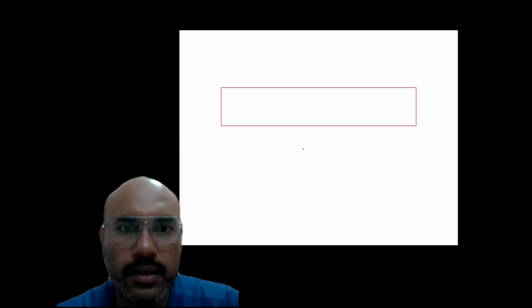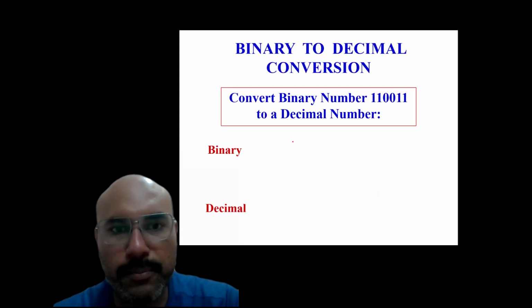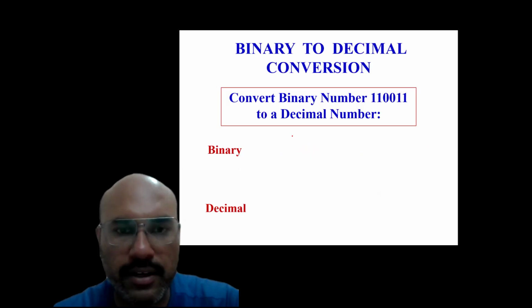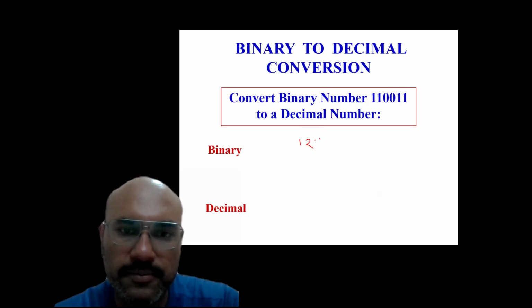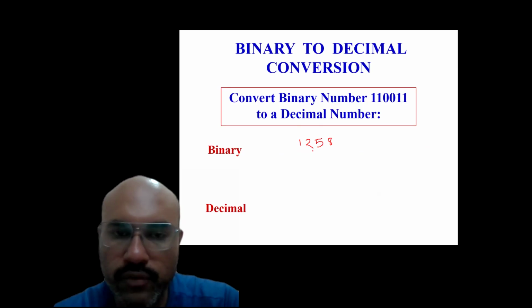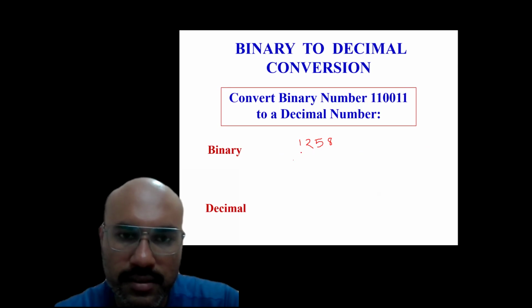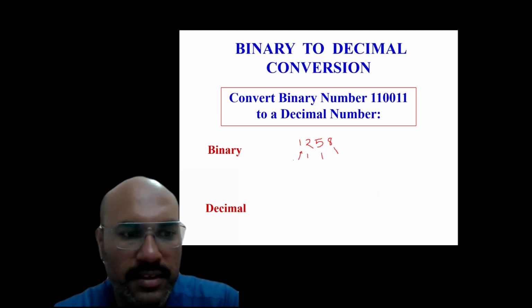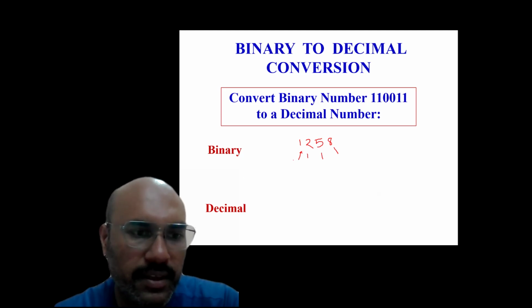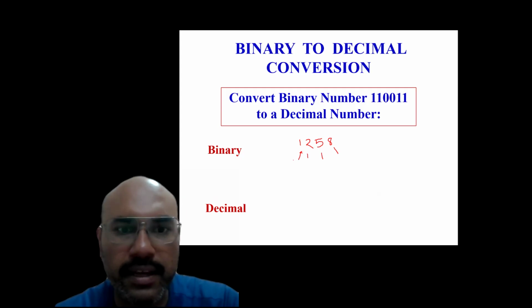Okay, understood? For example, suppose you want to define a decimal number 1258. How do you define its place value? Obviously, this is the thousands place value, this is the hundreds place value, this is the tens place value, and this is the ones place value. Similarly, we have to use this concept here in binary.